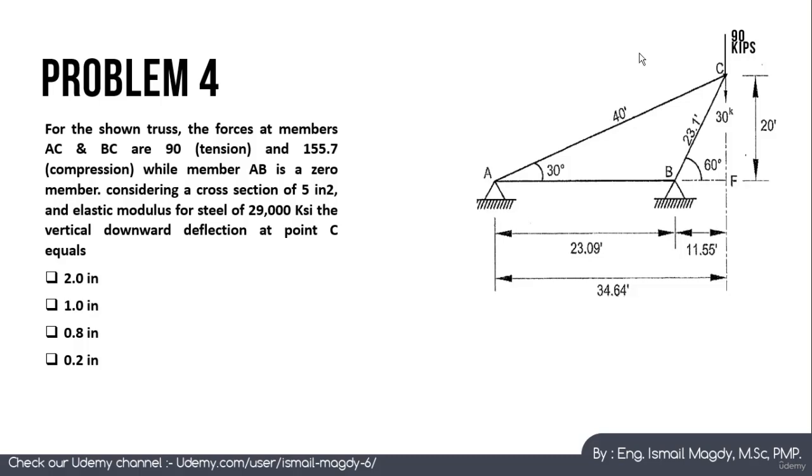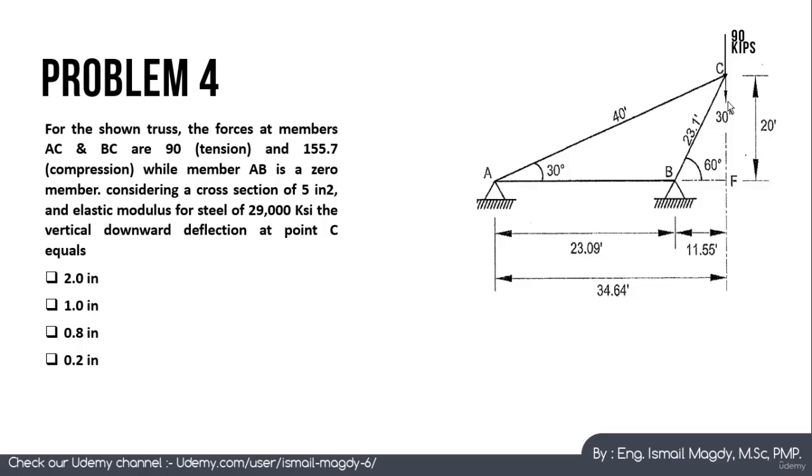So let's check this problem here. We have this simple truss shown here, and we have a force of 90 kips. It is applied at point C, and it is a downward force. And we want to calculate the deflection at point C.